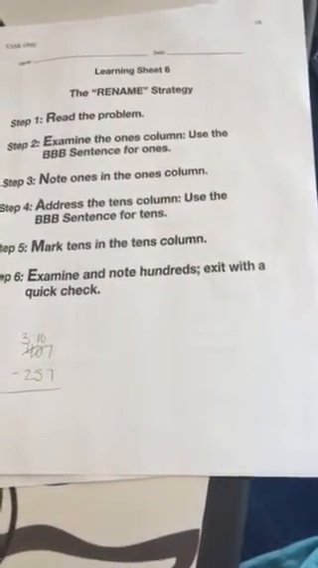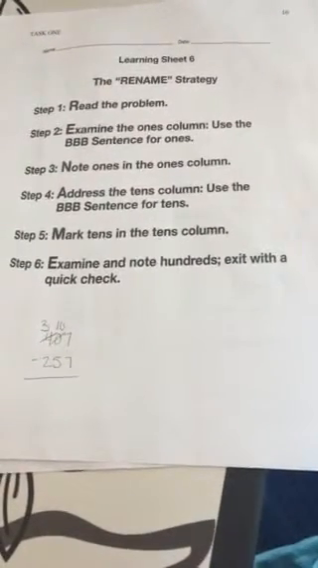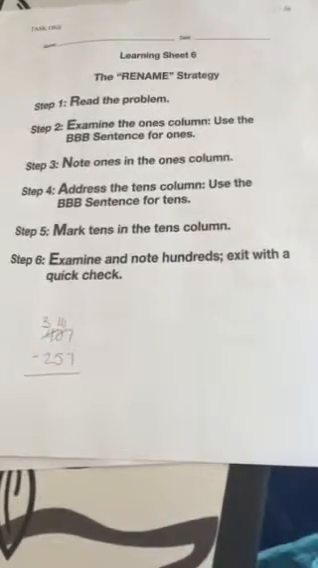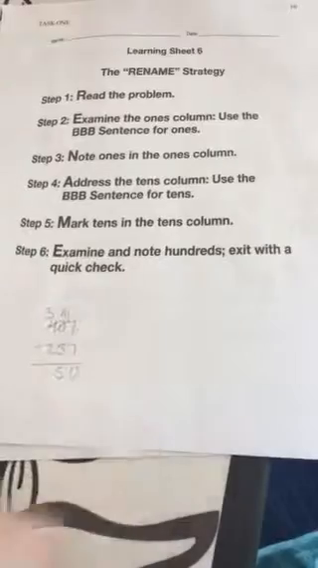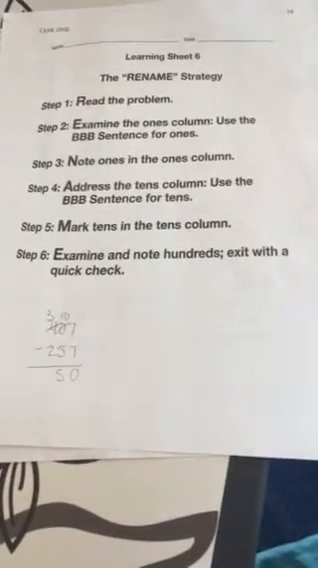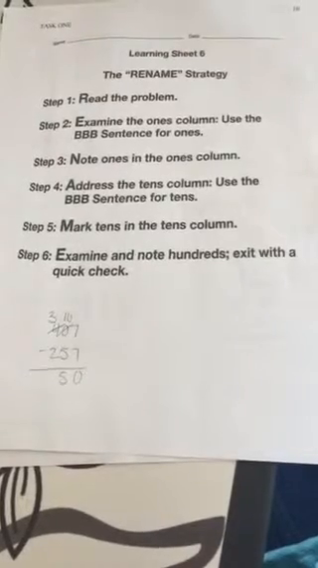Next, the M reminds us to mark the tens in the tens column. We know that 10 minus 5 equals 5, so I'll write a 5 in the tens column under the answer line. I forgot this. I want you to do this on your learning sheet too.